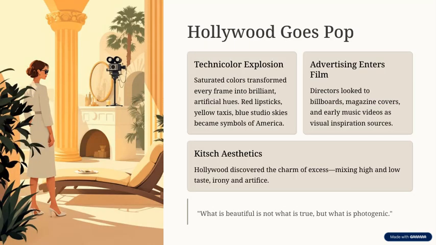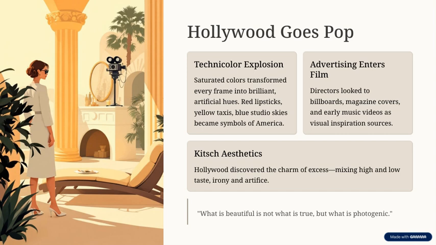So, here we see Hollywood taking a bold turn with what we call the Technicolor explosion. This was when filmmakers began using saturated, vibrant colors to transform every frame into something visually striking. Colors like red lipstick, yellow taxis, and the bright blue skies of studios became iconic symbols of America's visual identity. It wasn't just about realism anymore. It was about creating a bold, almost artificial aesthetic that captured attention.